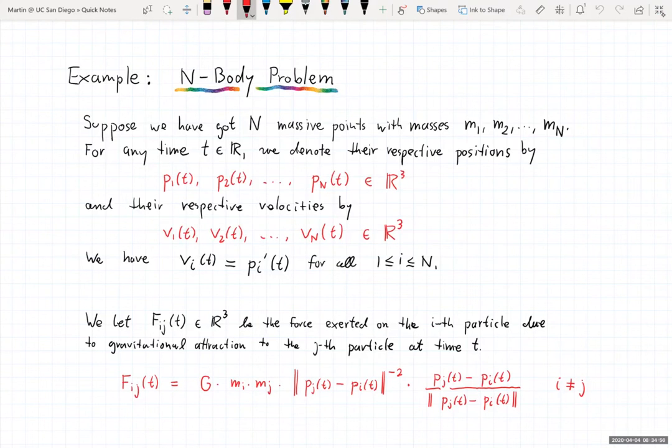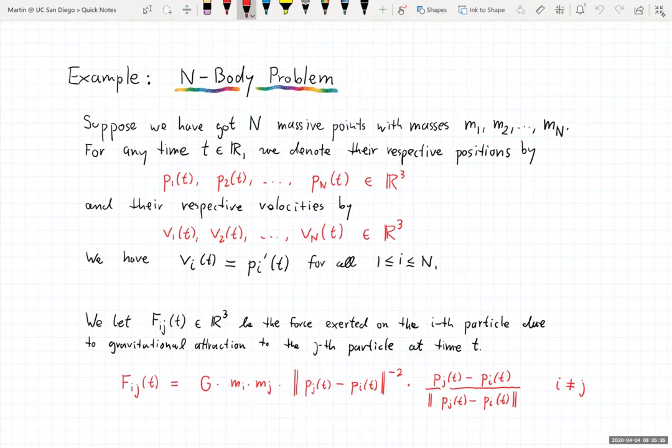The two-body problem concerns the movement of two bodies in space subject to Newtonian gravity. And if we can do such a theory for two bodies, then it's also no big surprise that we can do the same thing also for n different bodies. And that leads to what is known as the n-body problem. So again, suppose we have massive points, and this time we suppose that massive points with masses m1, m2 up to mn.